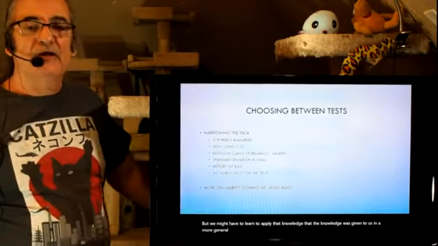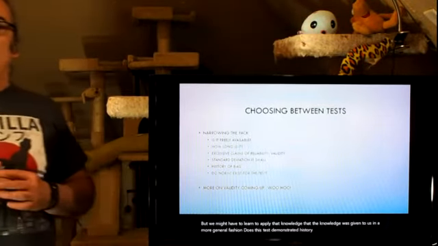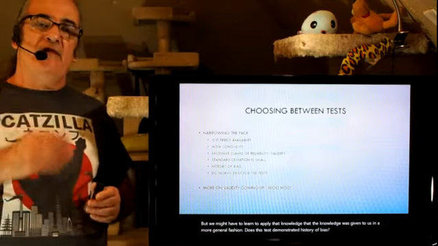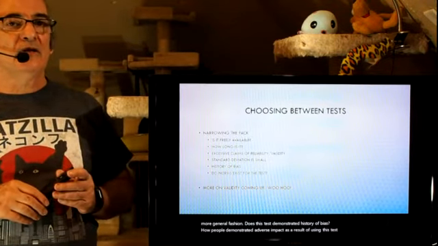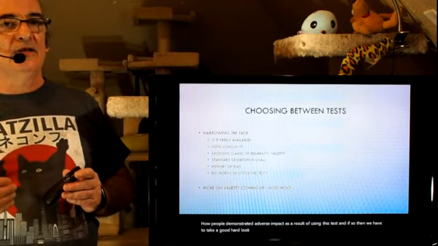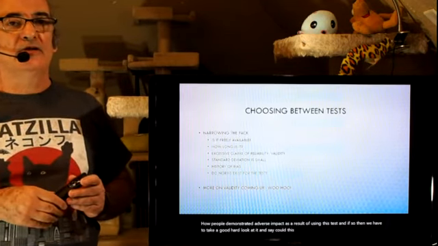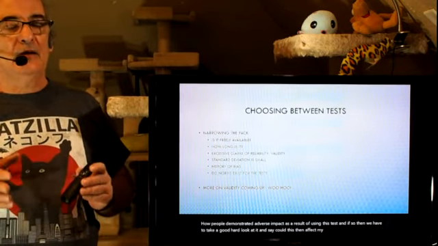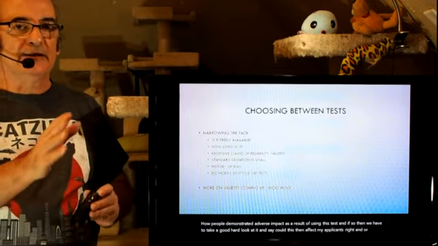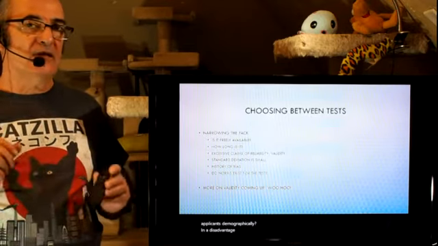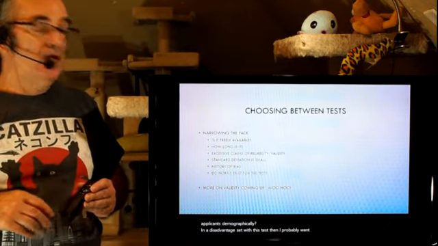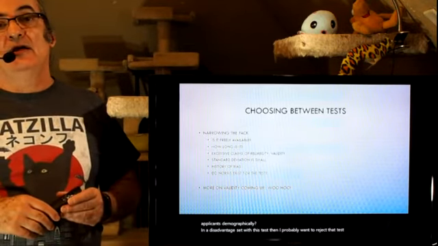Does this test demonstrate a history of bias? Have people demonstrated adverse impact as a result of using this test? And if so, then we have to take a good hard look at it and say, could this then affect my applicants, right? And are my applicants demographically in a disadvantaged set with this test, then I probably want to reject that test. Do norms exist for the test?